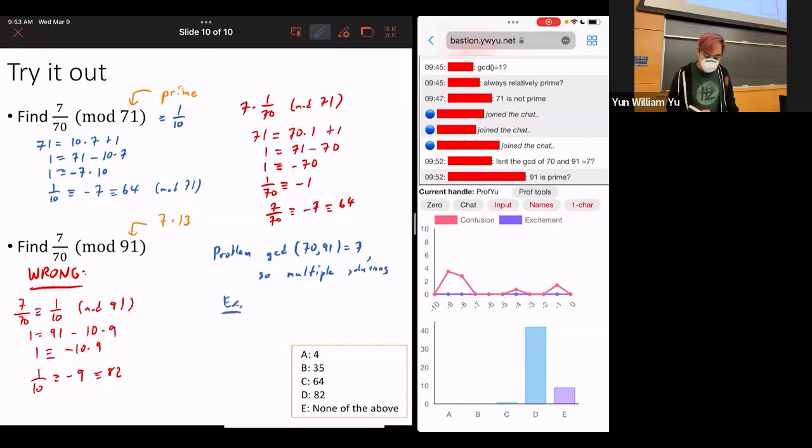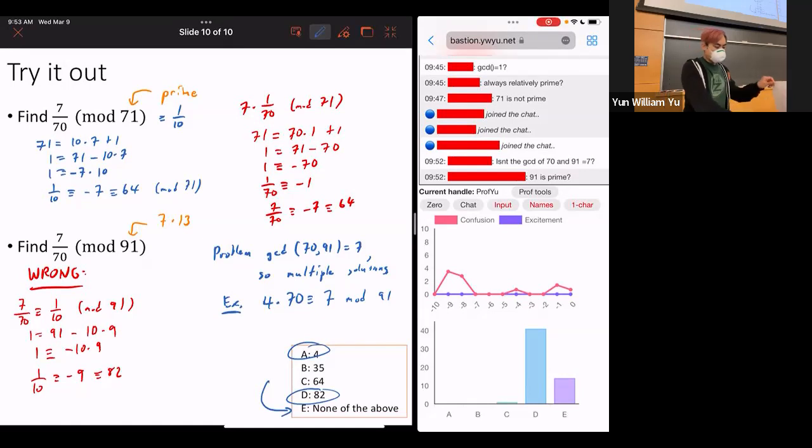I'm not going to solve it, but another example is 4 times 70 is also congruent to 7 mod 91. And so this one and this one are both answers. And so the actual answer is none of the above because they weren't relatively prime to begin with. So this is one place where factoring might lead you astray. Because when you factor, you notice that 10 and 91 are relatively prime, but 70 and 91 aren't. And so this is why when you're not working in a prime modulus, things can go wrong. So 91 is not prime, and that is why things go wrong. You have to be really careful whenever you're working with things that aren't prime.